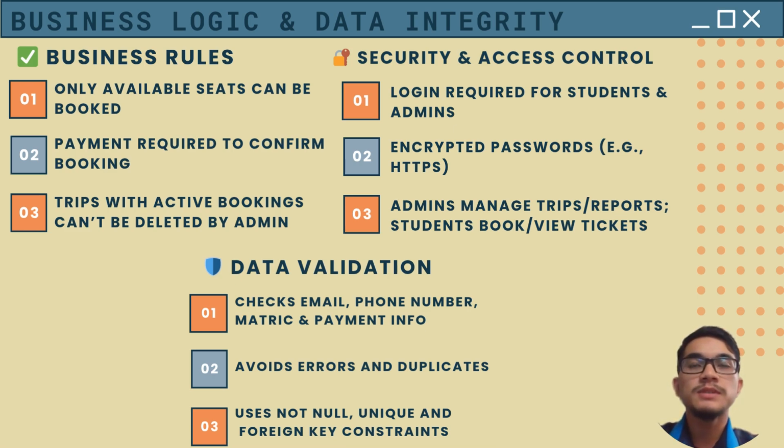First, let's talk about business logic and data integrity. We added business rules to make sure the system works properly. For example, users can only book seats that are available and they must pay before the booking is confirmed. Admins also can't delete trips that already have bookings. These rules help the system run smoothly. We also used data validation to make sure all the details like emails, phone numbers, and payment info are correct. The system checks for errors and avoids duplicate or missing data using database rules like not null and unique.